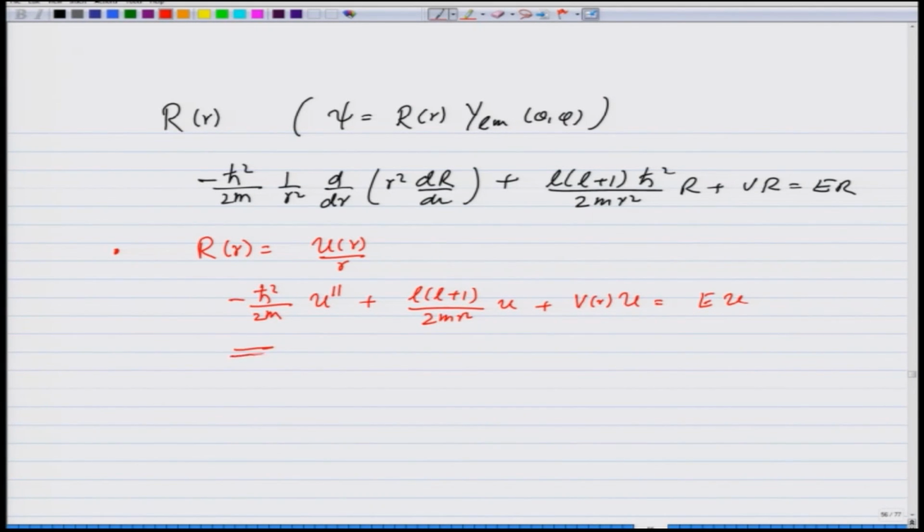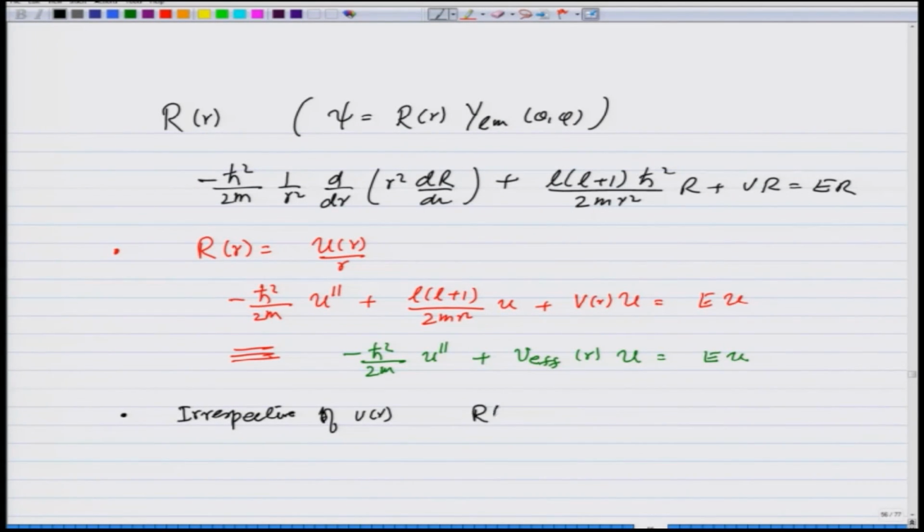which is equivalent to minus h cross squared over 2m u double prime plus V effective(r) u equals Eu, and we finally found, irrespective of V(r), as long as it is regular, doesn't blow up faster than 1 over r as r goes to 0, R goes as r raised to L as r tends to 0.